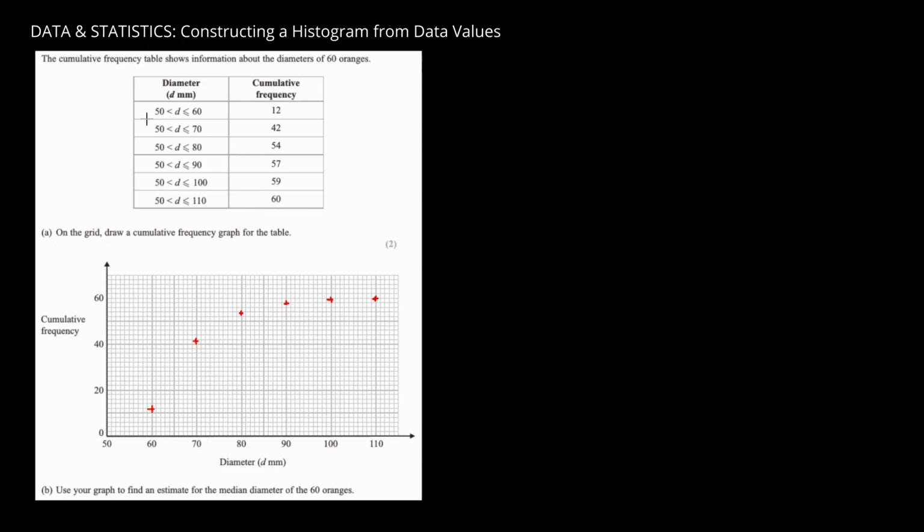And there were no oranges up to 50, so we can plot this point here, the sort of origin. So we can pop a curve on here, something like that. So that effectively is the answer to part A.